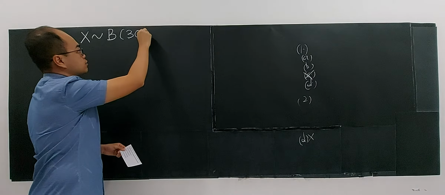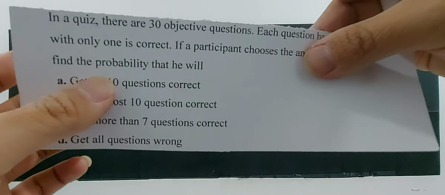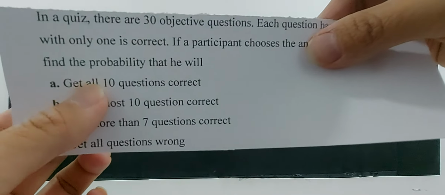Question A says get all 10 questions correct. Getting 10 questions correct means that out of the 30 tries, this student only gets 10 questions correct.